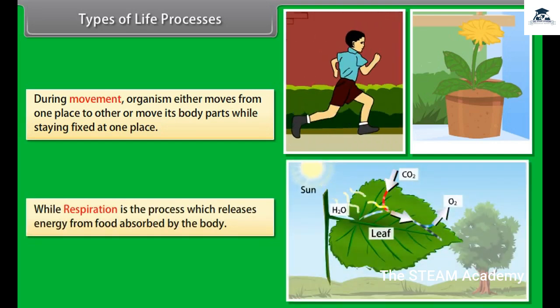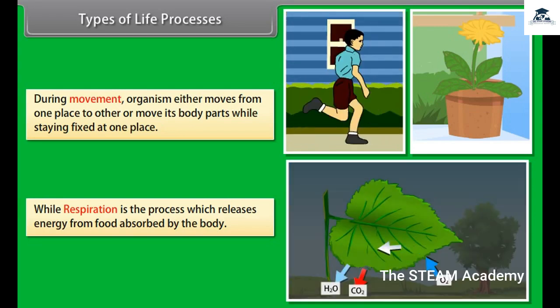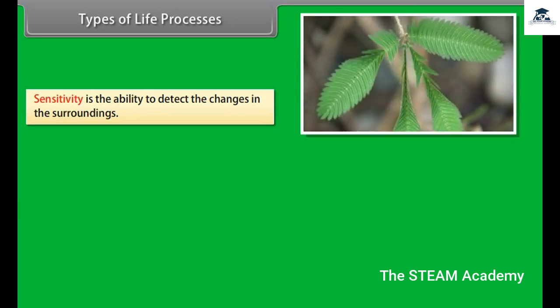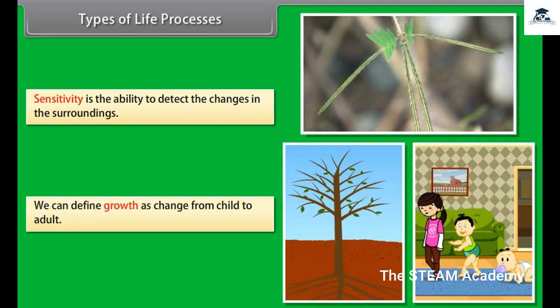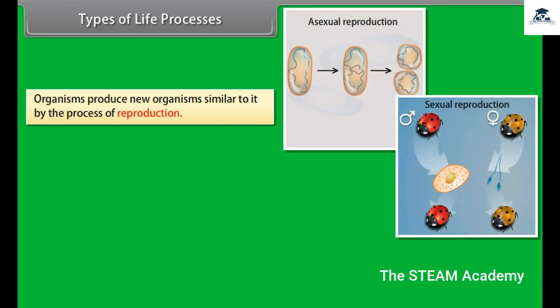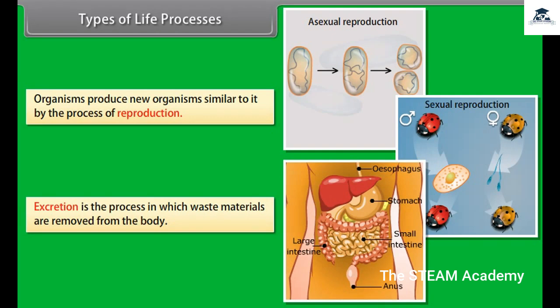While respiration is the process which releases energy from food absorbed by the body. Sensitivity is the ability to detect the changes in the surroundings. We can define growth as change from child to adult. Organisms produce new organisms similar to it by the process of reproduction. Excretion is the process in which waste materials are removed from the body.